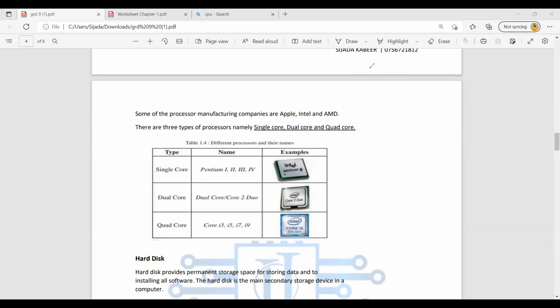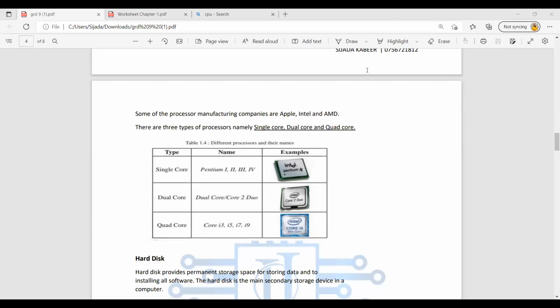That means if I want to move my mouse, it will move slowly. If I want to type something on the screen, it might take 5 minutes before I get it on the screen. So it will be slow. That is why it is necessary to identify the processor, because the speed of the computer depends on the processor.